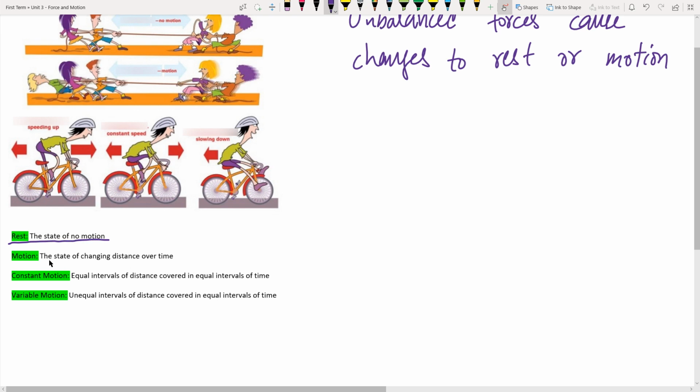And what is motion? When the state of the object is changing distance over time. When an object covers some distance over some time, we call it motion. Now there are two types of motion. A, constant motion, where constant means equal intervals of distance in equal intervals of time. We are going to tabulate this, so no need to worry, I will explain in a moment. And then we have variable motion, when we have unequal intervals of distance covered in equal intervals of time. So we're going to understand these four basic ideas.